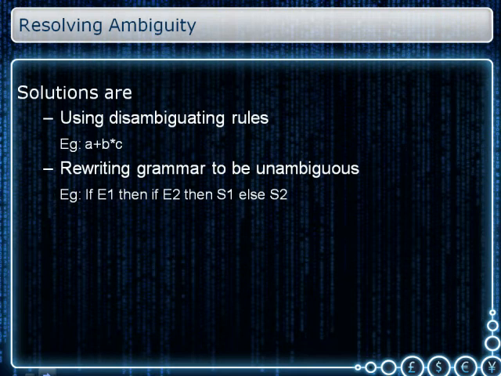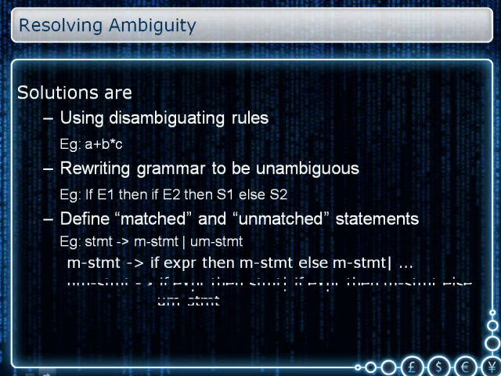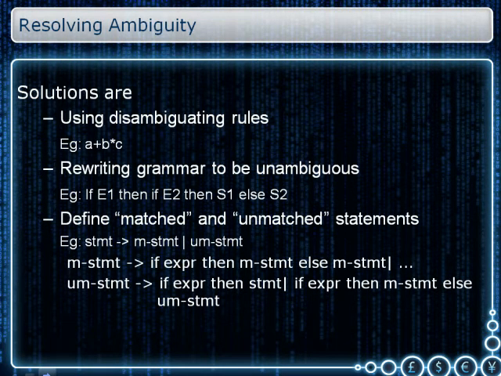The second solution is rewriting the grammar to be unambiguous. Most of the time, there may be a dangling else problem as shown in the slide. So, to avoid the ambiguity, we can use begin and end to separate the sections in the code. The last solution is defining matched and unmatched statements. As shown in the example, we can directly define the matched and unmatched statements so that we can resolve the ambiguity.